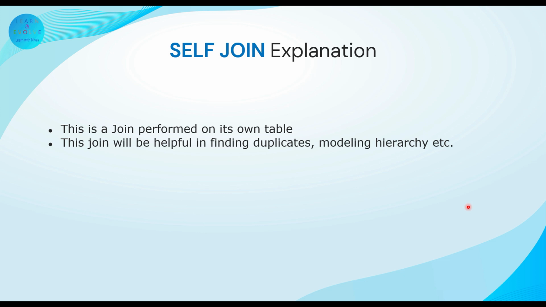So what is the use of doing this? Basically you can find duplicates by joining the same table again, and you can model hierarchy and more. There are a lot of different applications for self join. It is widely used in a lot of reporting and executions. So let us see what the syntax of this self join is.